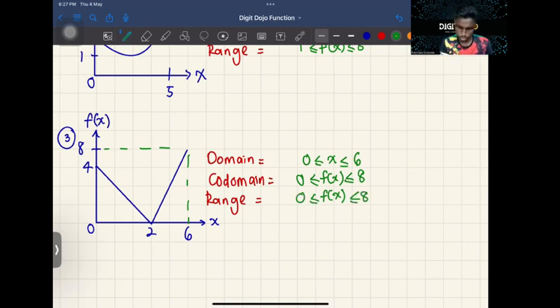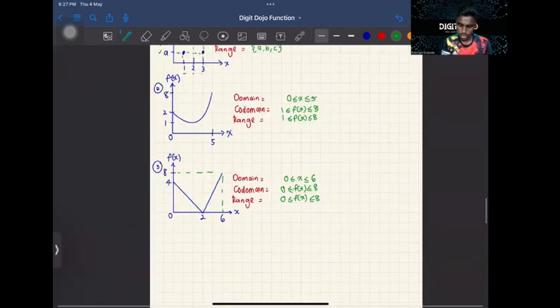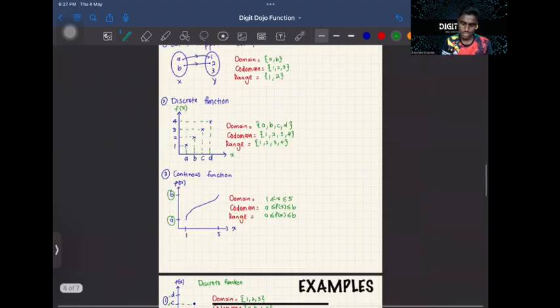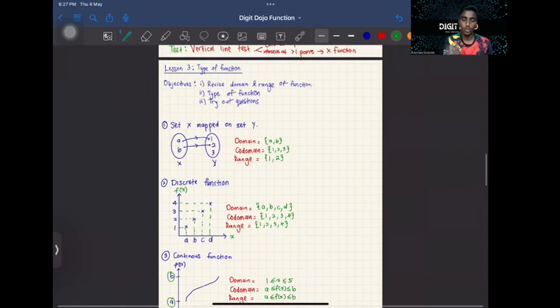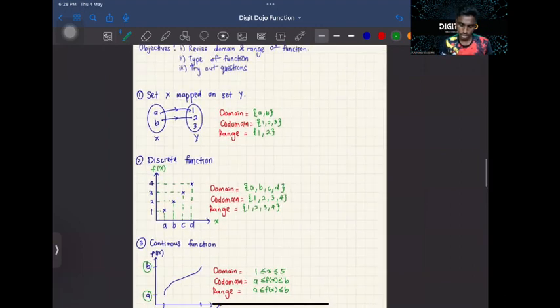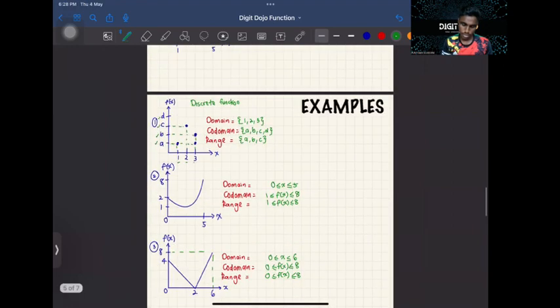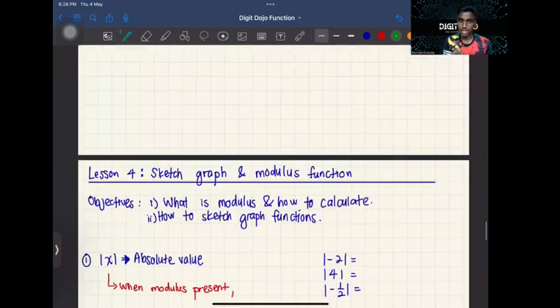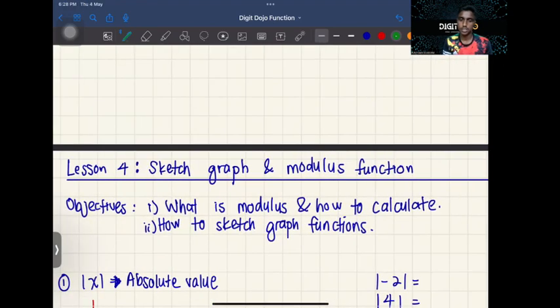So this is how you write domain, codomain, and range. In this lesson, we have learned about the types of function and how to determine their domain, codomain, and also range. I hope you all are clear with this lesson 3. And remember, for lesson 4, we have a very important part, modulus function and graph. This is very important, so stay tuned for lesson 4.